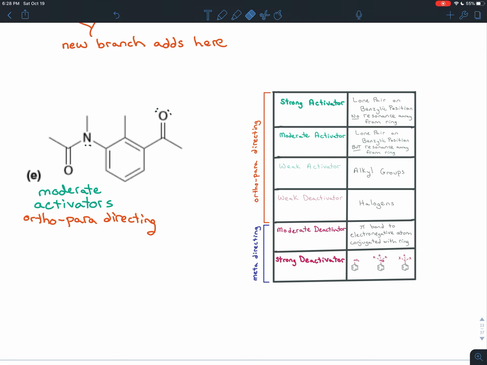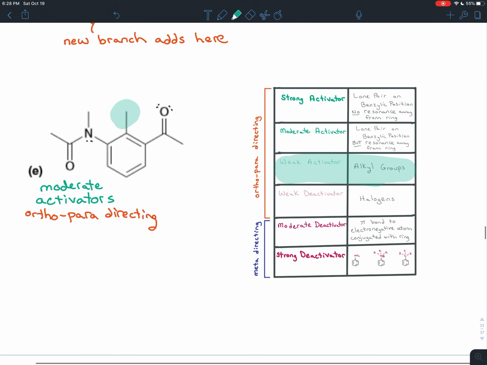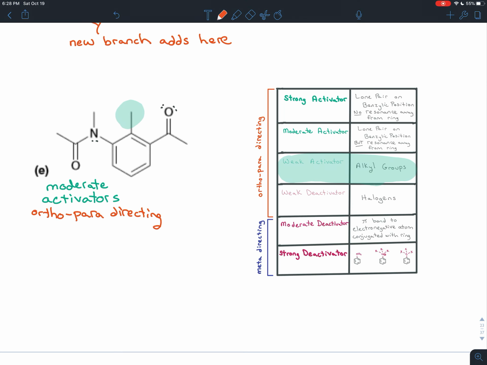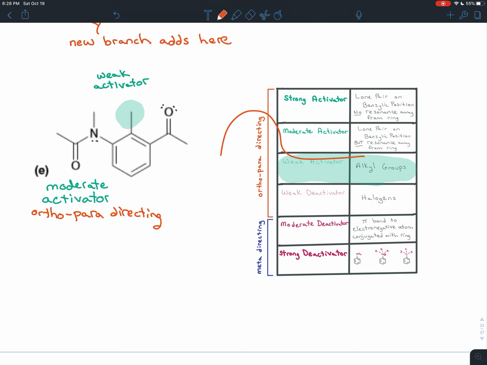If we look at the branch at the top, that's an alkyl group. All alkyl groups are weak activators. Remember, alkyl groups are hydrocarbon chains. We have a CH3 there. So that's an alkyl group, and it's a weak activator. And all activators are ortho-para-directors.